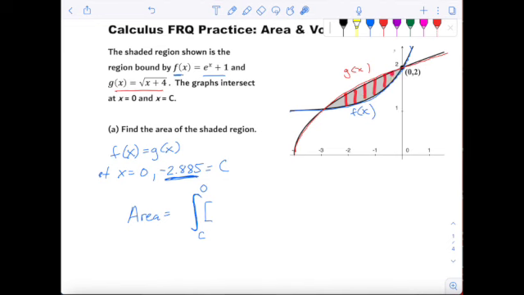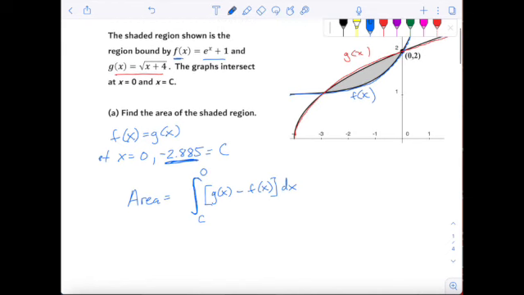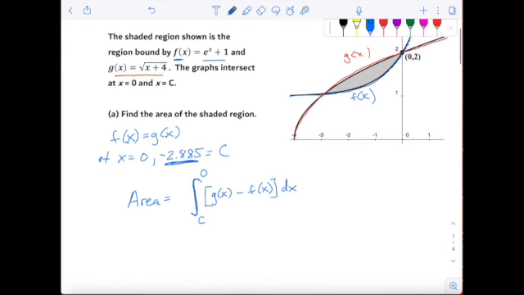So no matter where you draw a vertical line here, the top graph is g of x and the bottom is f of x. So we're going to do g of x minus f of x dx, and it is acceptable to use the function names because they're all in terms of x and it's dx. If you're not sure, you can write e to the x plus 1 and minus root x plus 4.